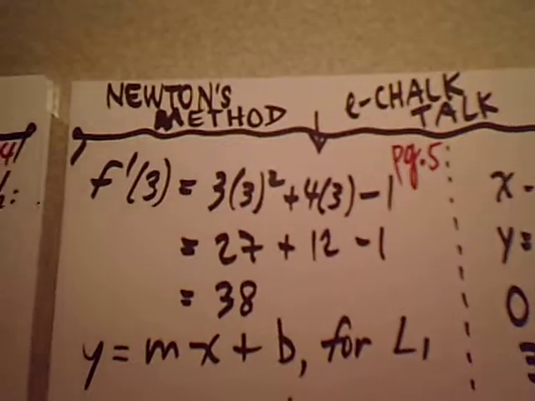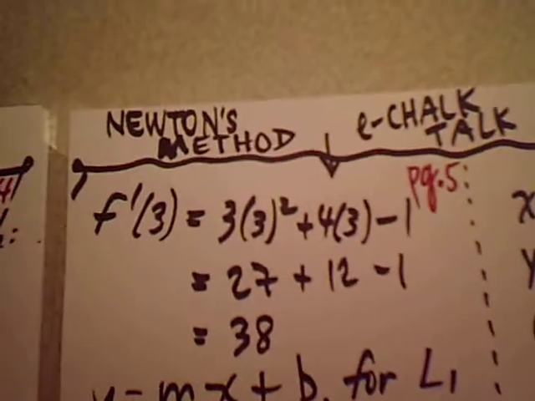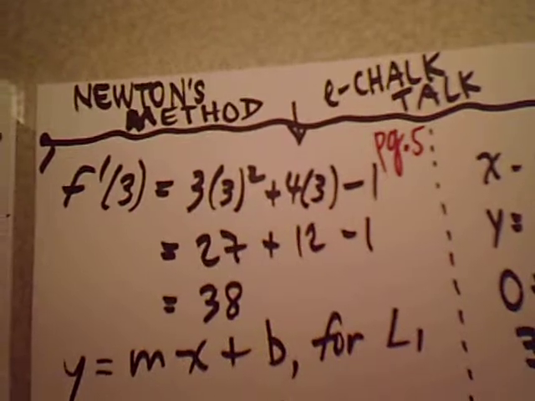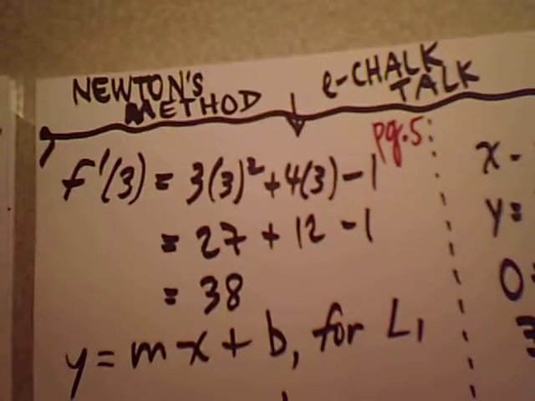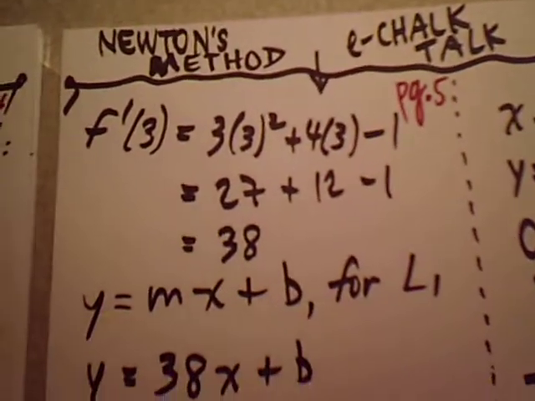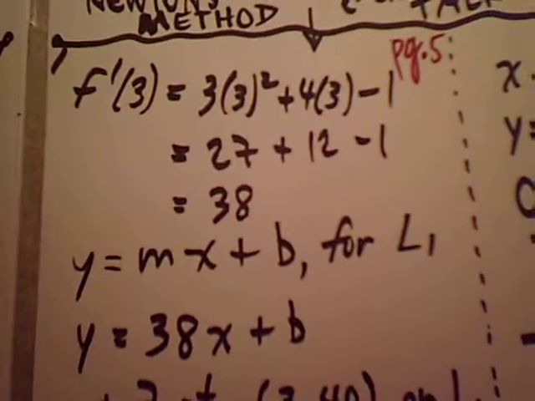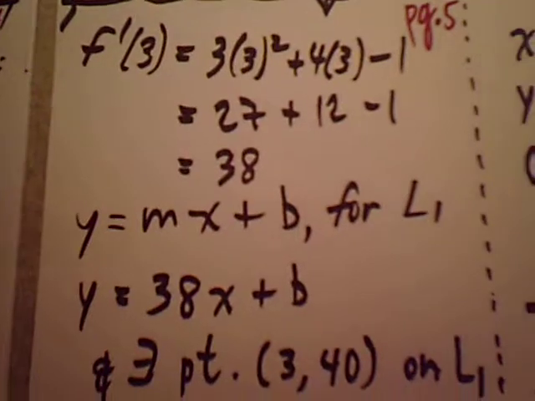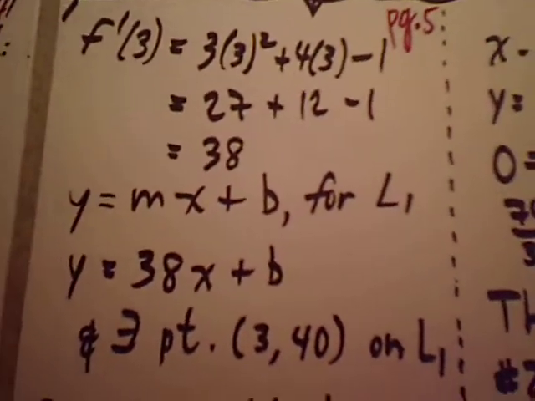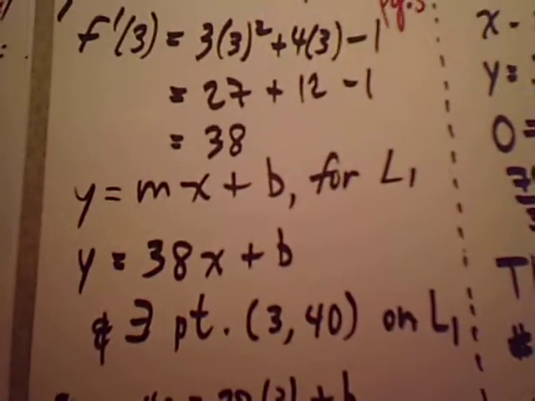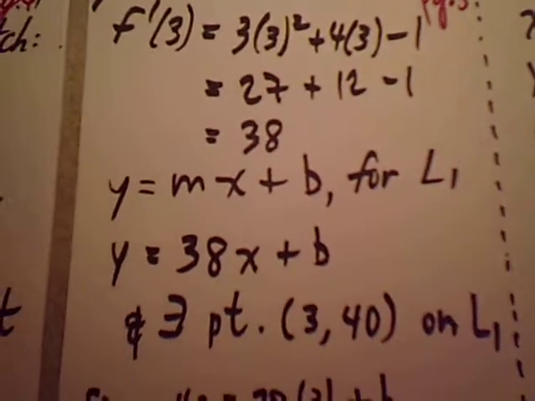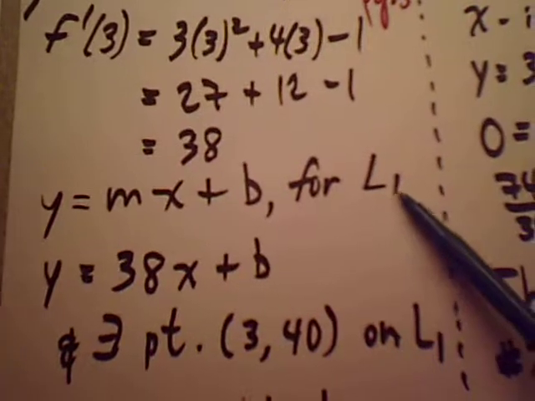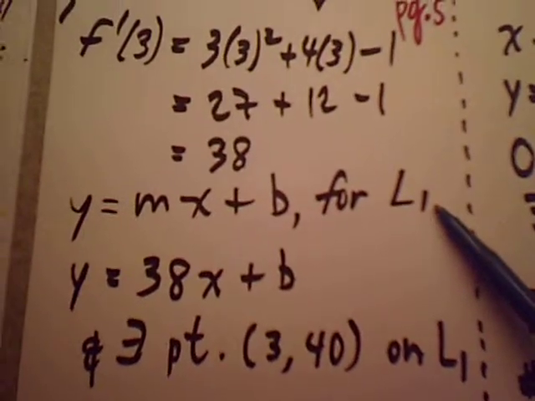Okay, so here we are evaluating the first derivative at x equals 3, and we get a final answer of 38. 3 times 3 squared plus 4 times 3 minus 1. Okay, so we have a slope of 38 going through the point x equals 3, y equals 40. We have a point and we have a slope. And you know from your grade 9 math that that will enable us to get an exact equation for the tangent line. And I've called it, in short, L1, so tangent line number 1.